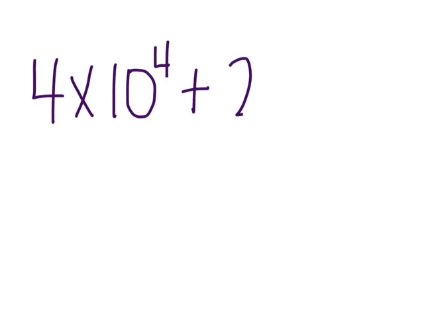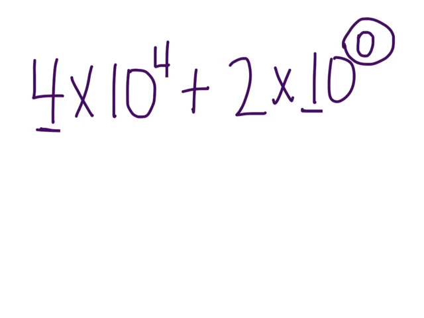Okay, let's try this one. 4 times 10 to the fourth plus 2 times 10 to the 0. Okay, 4 times 10 to the fourth. That would be a 1 with 4 zeros. That would be 10,000. Okay, so the 0 means I have a 1 with 0 zeros. So that will be 1. So I have 4 times 10,000 would be 40,000, and 2 times 1 would be 2.